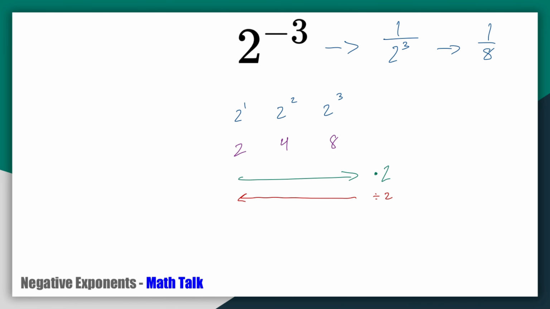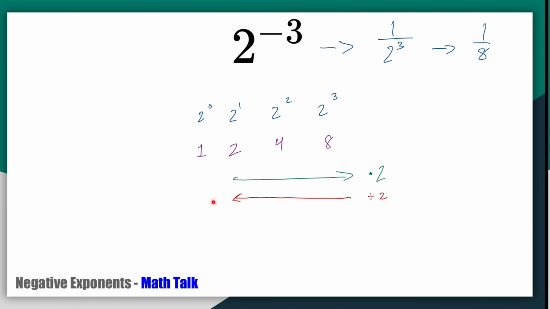2 times 2 is 4. 4 times 2 is 8. We get to the end there. 8 divided by 2 is 4. 4 divided by 2 is 2. And so we can keep this pattern going. So that must mean that 2 to the power of 0, and that's kind of proving this here, is 1, right? Because we went from the previous one: 2 divided by 2 gives us 1.